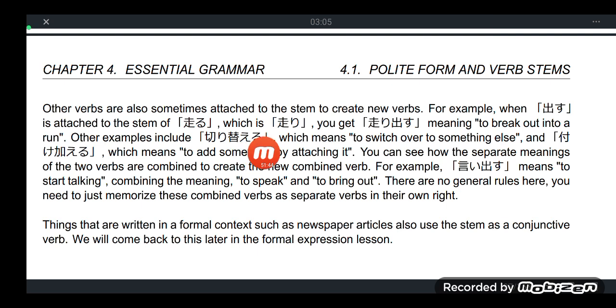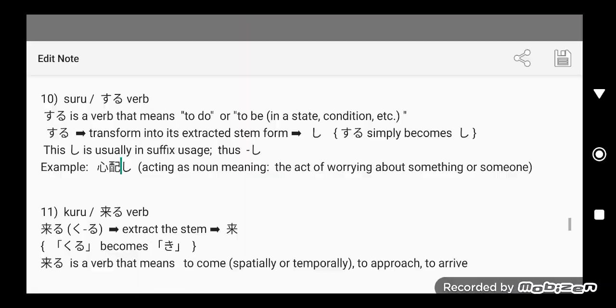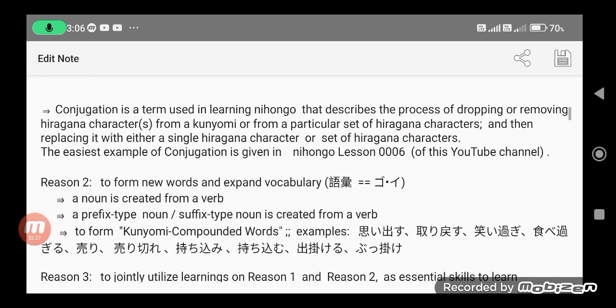The other is kirikaeru, which means to switch over to something else. And just like this, tsukekaeru, meaning to add something by attaching it. As I have discussed in the first part, that's one of the reasons why we have to discuss this extracted stem of verbs, or in other books termed the masu stem of a verb. So let's go back again to the conjugation. But don't worry, in the description box I will once again put this definition for conjugation. Conjugation is a very essential skill in learning Japanese.